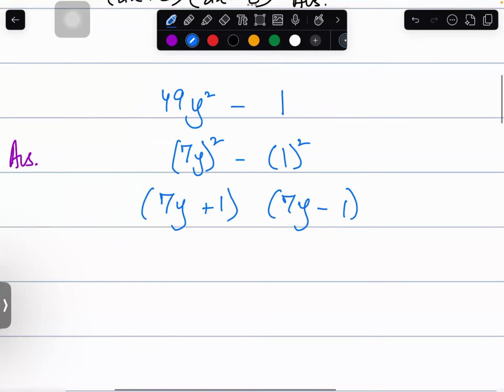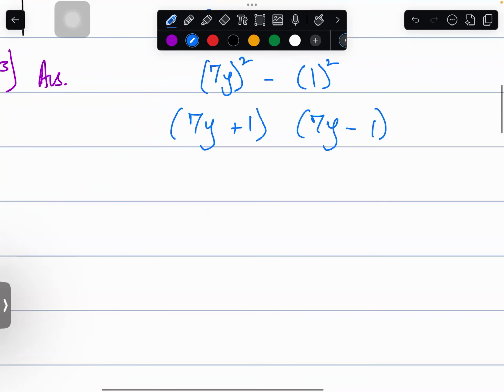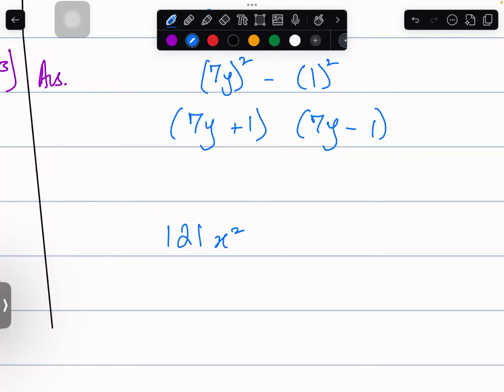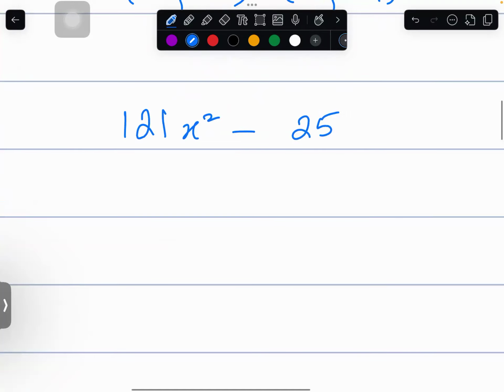Even if you get some bigger numbers for this, like some bigger square numbers, 121 minus 25, you just need to make sure that you first evaluate completely whether the number is a square number or not. So 121 is a square of 11, so it can be written as 11 square, and 25 is a square of 5.